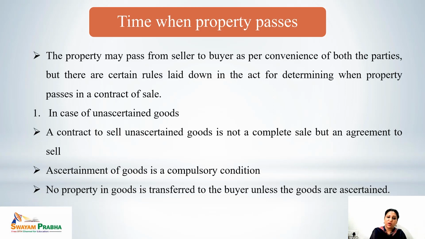First of all, it becomes important to know what are unascertained goods. No doubt we have also read it in the previous lecture, but here also, when the goods are not specific, when the goods are not ascertained by the buyer or by the seller, the goods come into the category of unascertained goods. So a contract to sell unascertained goods is not a complete sale, but just an agreement to sell, because the goods are not specifically identified. Till then the goods are ascertained, it would remain an agreement to sell. So ascertainment of goods is a compulsory condition for the passing of the property from seller to the buyer. Unless and until the goods are ascertained, the property cannot be transferred.